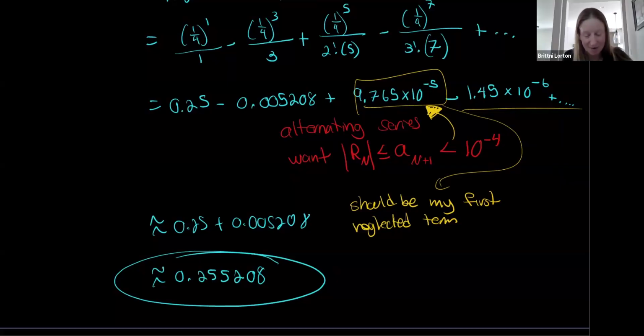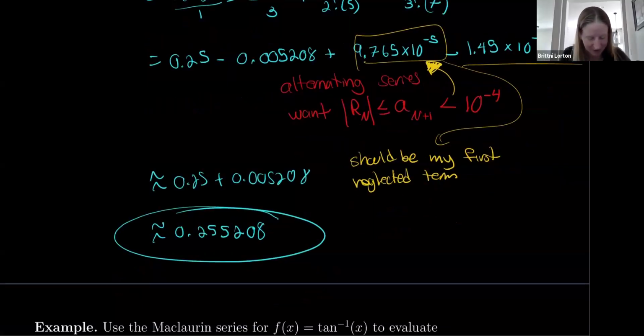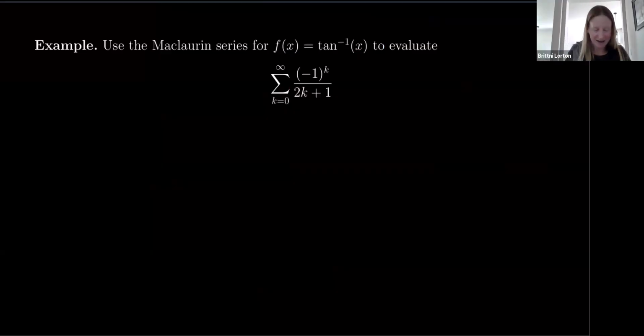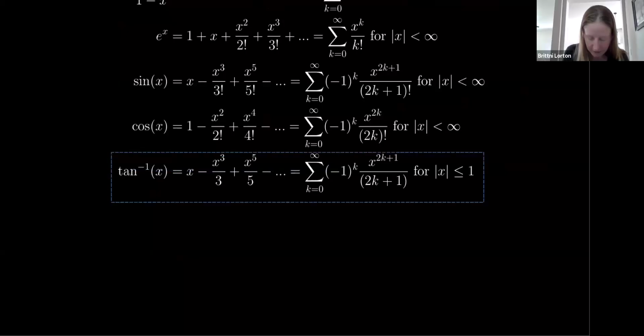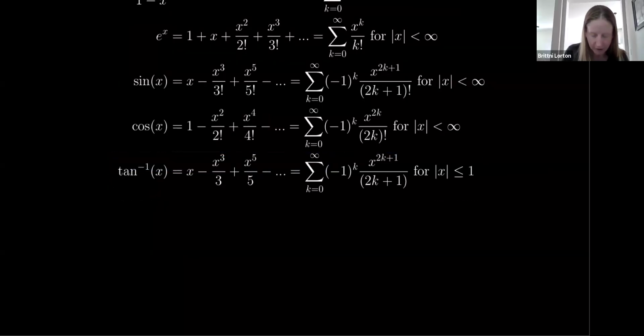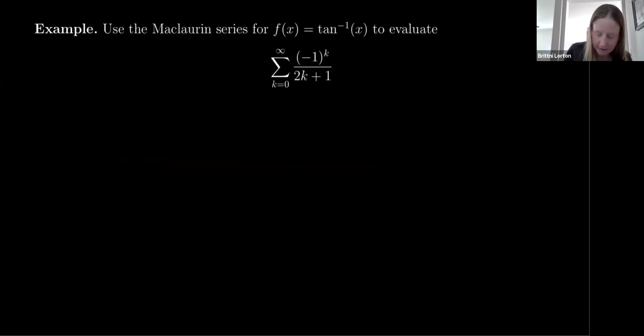Awesome. We still have a couple more, so bear with me. I got 2 more to do. The next one is use Maclaurin's series for tangent inverse to evaluate this guy. All right, let's go back and find my Taylor series for tangent inverse. I'm going to grab the one I need for tangent inverse just so I have it in front of me, right next to this.